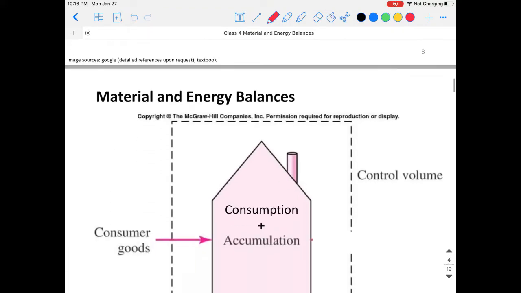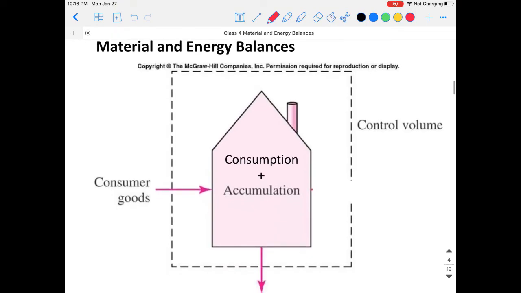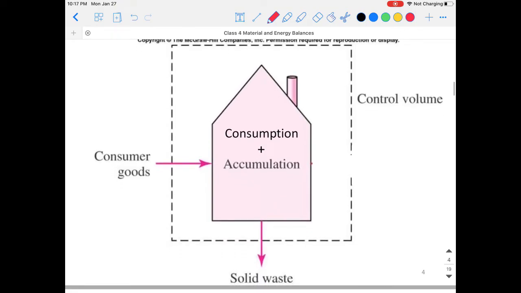So first, let's give an example. So just consider you just did a grocery shopping and purchased some vegetables and brought them back home. Okay, so now let's build a mass balance of these vegetables in your home. Vegetables are brought into your home as the consumer goods, and some of the vegetables are being consumed. For example, you cook for dinner, cook for lunch, breakfast, right? Eat all of them, right?